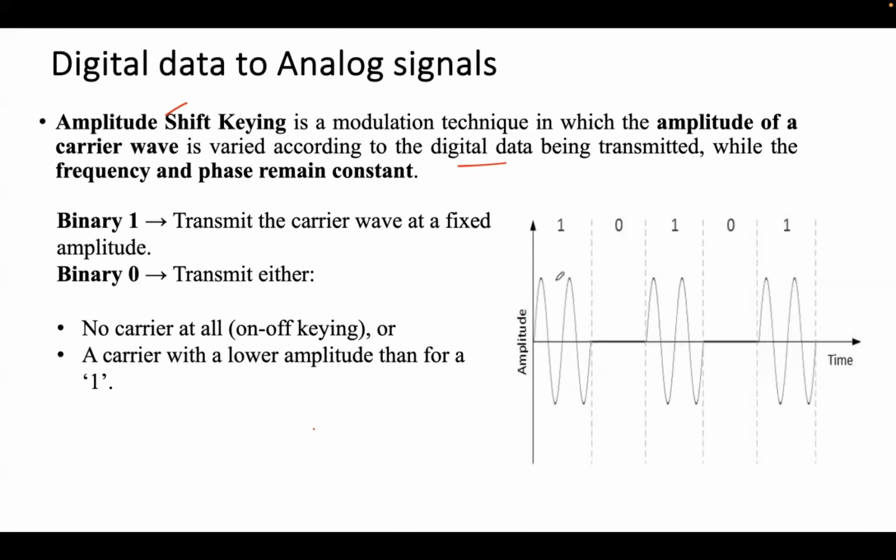Whenever the input value is 1, you can find a carrier wave like this at fixed amplitude. Whereas when the input value is 0, you don't find any amplitude or any carrier wave at all, or even if you find anything, it will have lower amplitude than 1. So the amplitude which is less than this amplitude will be assigned to the binary value 0.